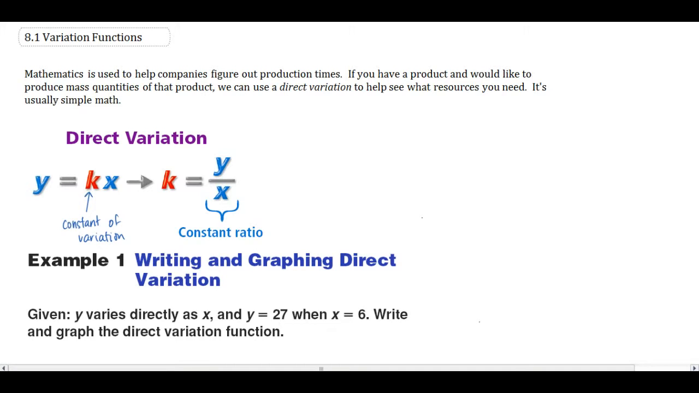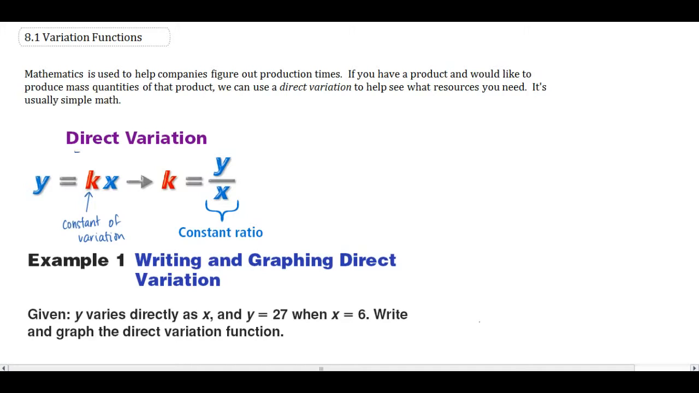We're going to talk about variation functions. So, in math, there's a lot of things that can be modeled by a line of best fit. Well, direct variation is one of those. It's a line that goes through the origin, so the y-intercept is 0. If you look at that equation on the screen, you see the constant variation k. Kind of think of that as like the slope of the line.